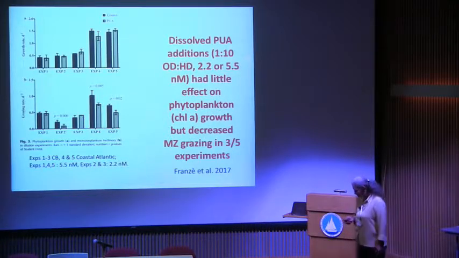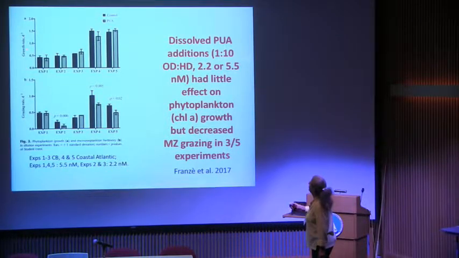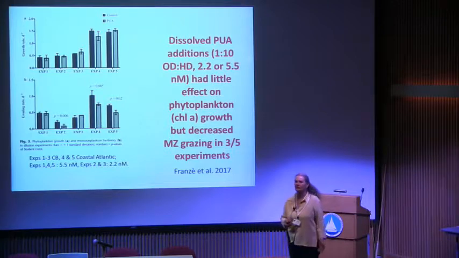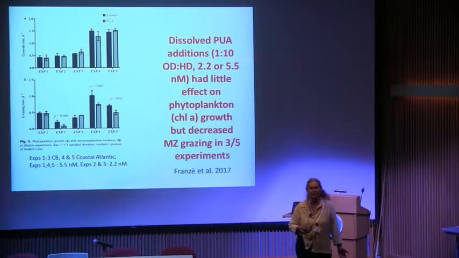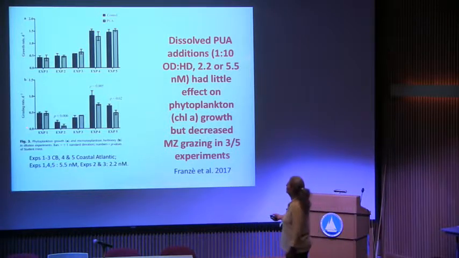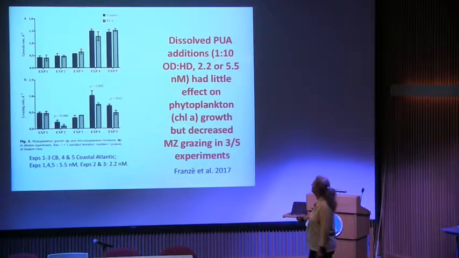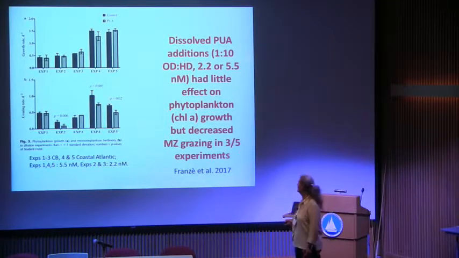Well, what did we find? Okay, here, these are experiments 1 through 5. And first we looked at the growth rate of phytoplankton, and the black is the control, and the gray is the PUA treatment. And we really didn't find any difference in the growth rate of phytoplankton in these experiments between the control and the PUA addition. But when we looked at the grazing rate of microzooplankton, in 3 out of the 5 experiments, we saw significant decreases in the grazing rate of microzooplankton.